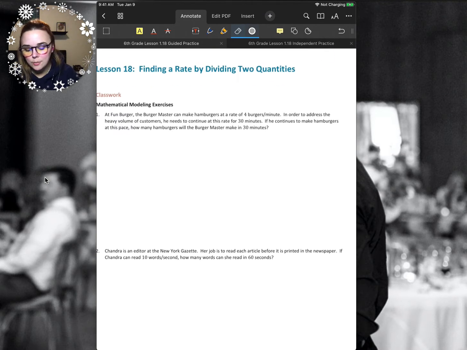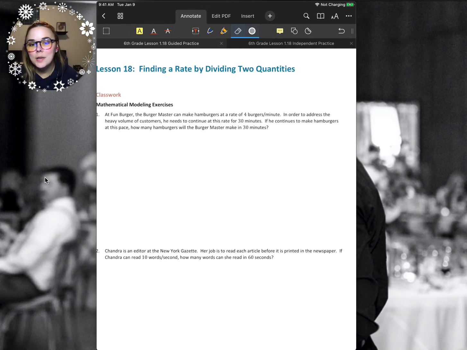So let's take a look at number 1. At Fun Burger, the Burger Master can make hamburgers at a rate of 4 burgers per minute. In order to address the heavy volume of customers, he needs to continue this rate for 30 minutes. If he continues to make hamburgers at this pace, how many hamburgers will the Burger Master make in 30 minutes?